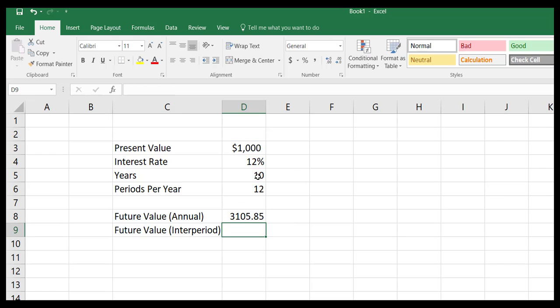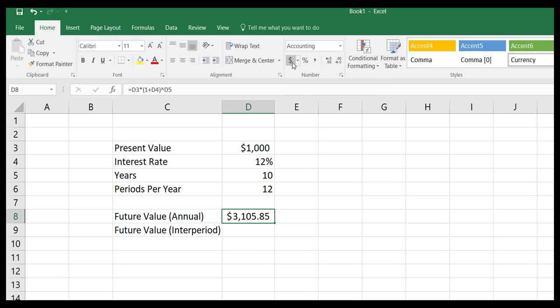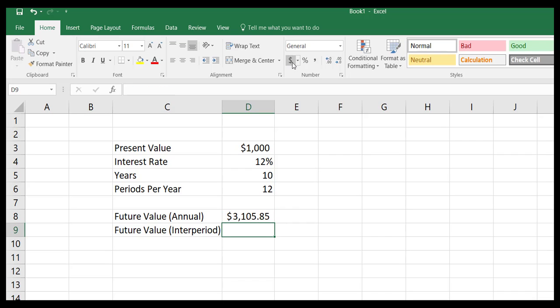And we're going to raise it to the number of years that we're going to compound, and we're going to press Enter. And now we'll format that. Just click on the cell and go up to the top of the home ribbon here, and we'll click on the dollar formatting and press Enter. So if we compound this thing for 10 years at 12% interest, it'll turn into $3,100 and some change.